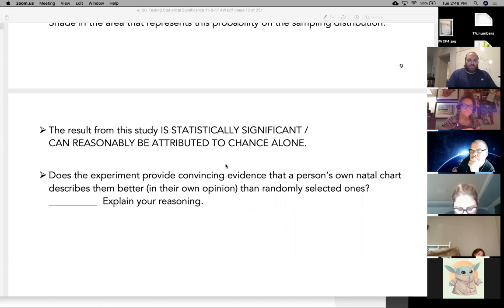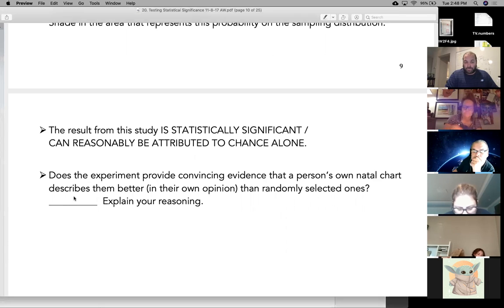Okay. So does the experiment provide convincing evidence that a person's own natal chart describes them better than randomly selected ones? The answer is no, it does not. Random selection is no different than their own. If you just pick one at random, it's just as likely to be correct as if you're given one straight up.